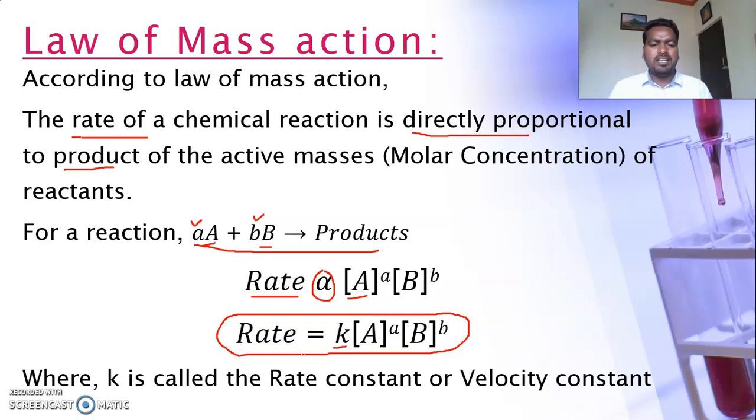Actually this is a theoretical rate expression. There are two rate expressions, theoretical and practical. I will discuss it later. But the law of mass action is very simple. The rate of reaction is proportional to the concentration of a reactant. Mathematically, the law of mass action can be written like this: rate of reaction is equal to K into the concentration of A to the power a and the concentration of B to the power b.